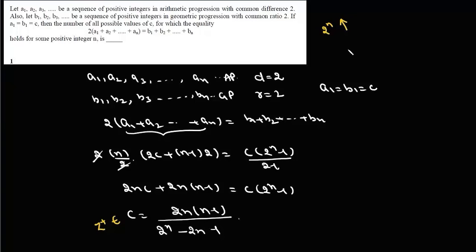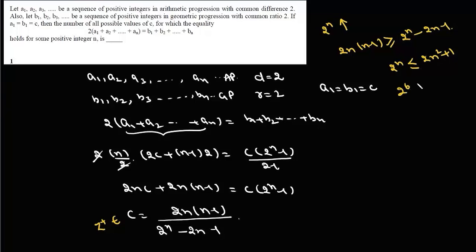So we are looking at the condition where 2n into n minus 1 should be greater than or equal to 2 to the power n minus 2n minus 1. Now here minus 2n will cancel, so we'll get 2 to the power n less than or equal to 2n square plus 1. Now 2 to the power 5 is 32, and this is 25 into 2 plus 1, that's correct. 2 to the power 6 is 64, and this is 72 plus 1, that's also correct.